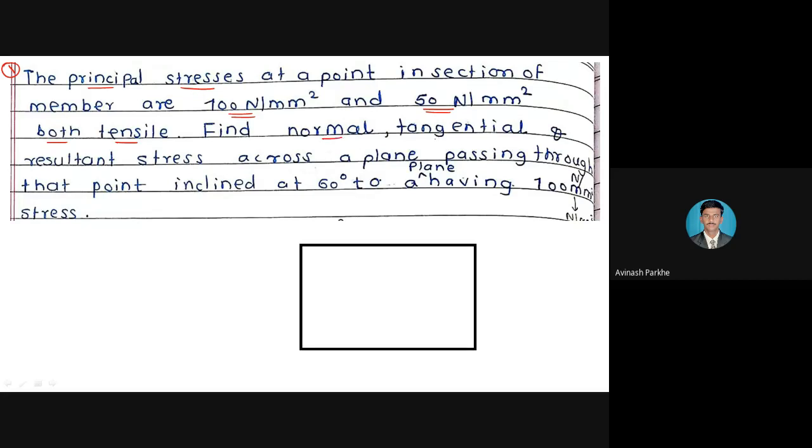Find the normal, tangential, and resultant stress across the plane passing through that point inclined at 60 degrees. Calculate the normal stress, tangential stress, and resultant stress on the plane which is inclined at 60 degrees, having 100 Newton per mm square stress. What we have to calculate: normal stress, tangential stress, and resultant stress on the inclined plane at 60 degrees, having 100 Newton per mm square.